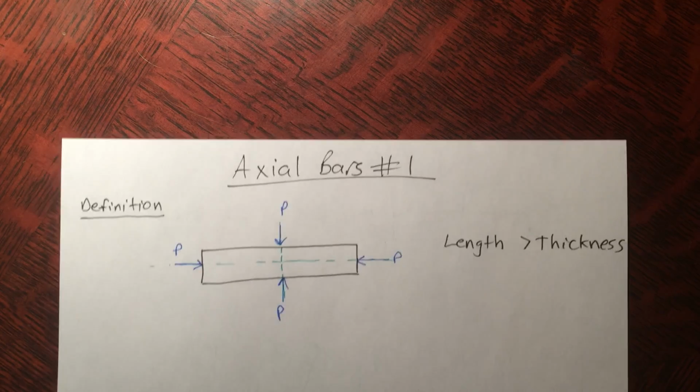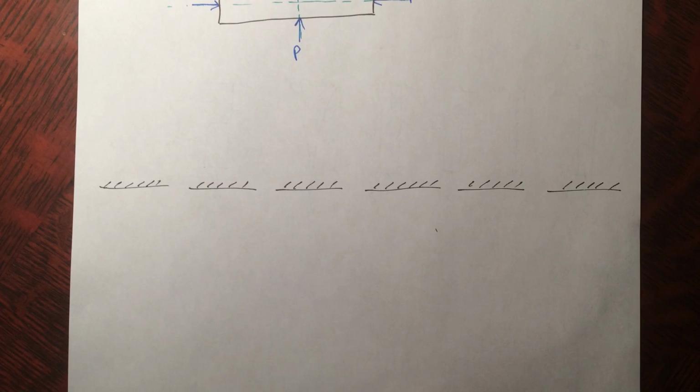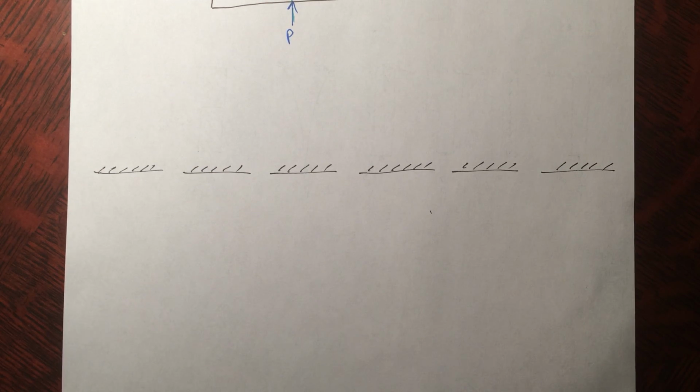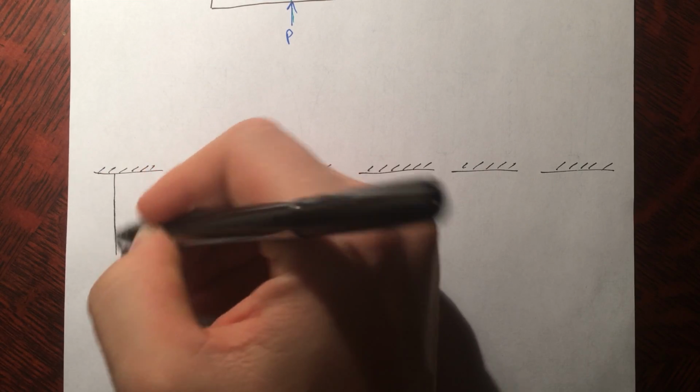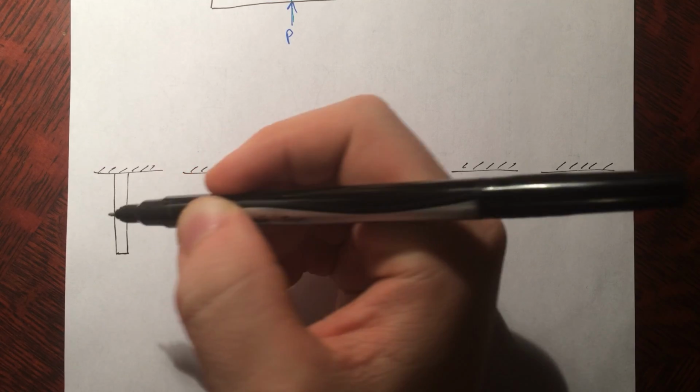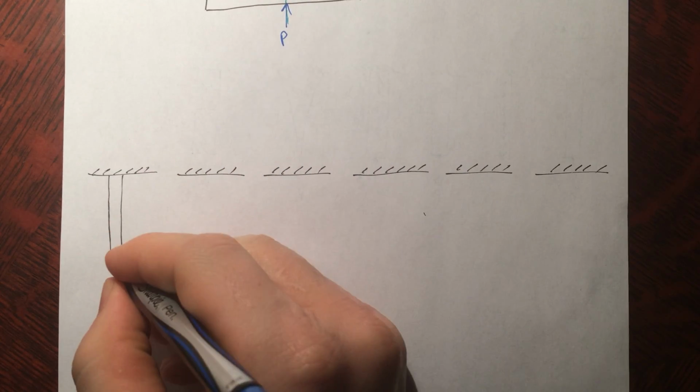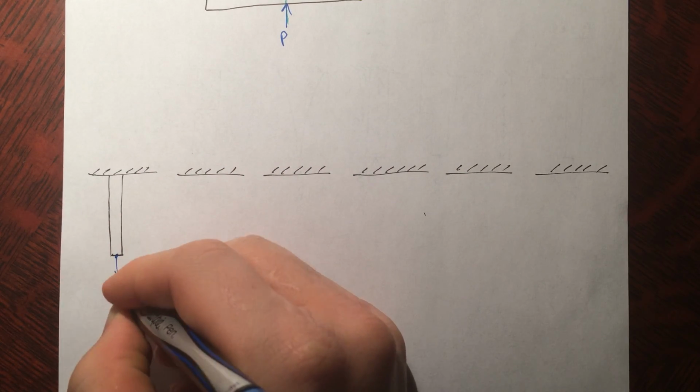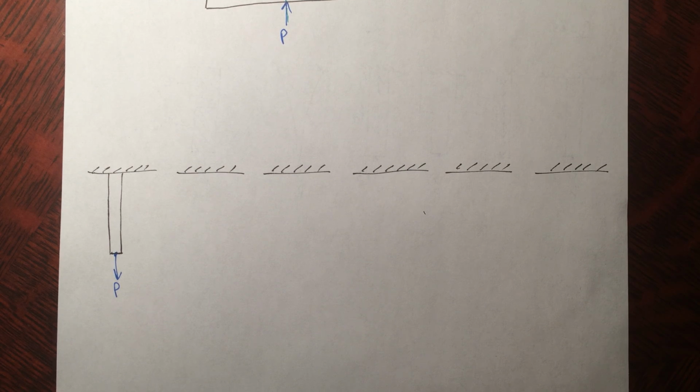Now there are lots of different types. I pre-drew all the mountings here. The first, almost obvious type that we've seen before is just a straight bar being pulled with a load P. It's about the simplest these get.